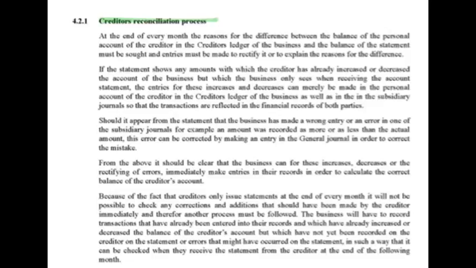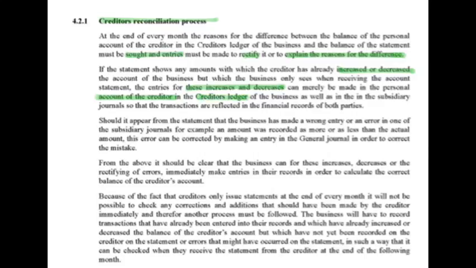At the end of every month, the reasons for the differences between the balances of the personal account of the creditor in the creditor's ledger and the balance of the statement must be sought, and entries must be made to rectify or to explain the reasons for the differences. Now, if the statement shows any amounts with which the creditor has already increased or decreased the account of the business, but which the business only sees when receiving the account statement, these entries, these increases or decreases, must merely be made in the personal account of the creditor, in the creditor's ledger.